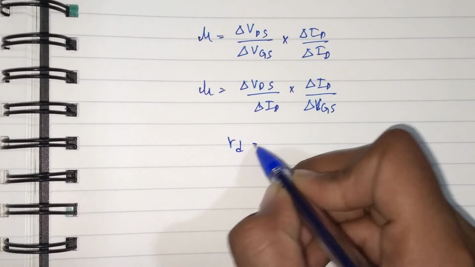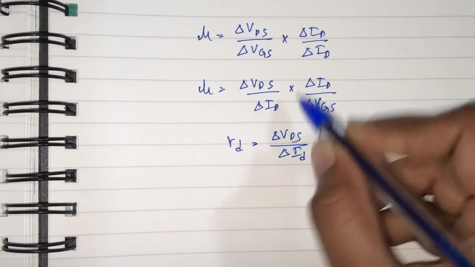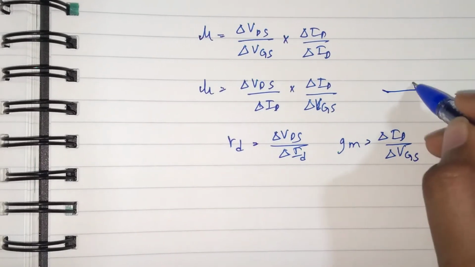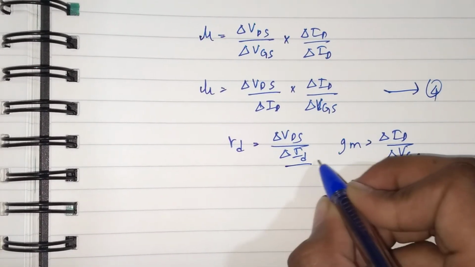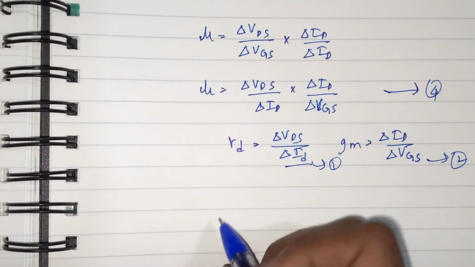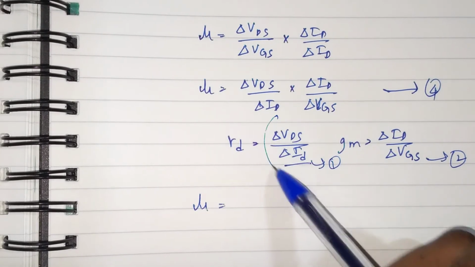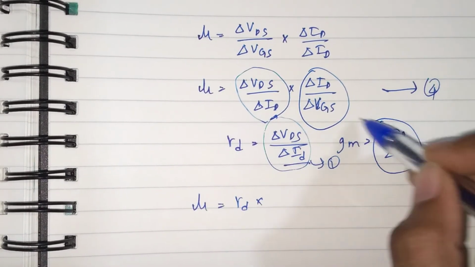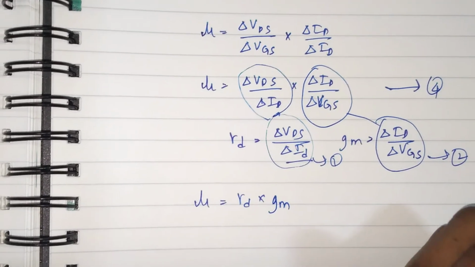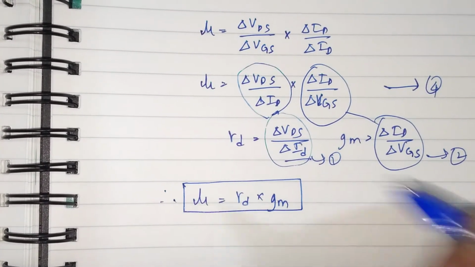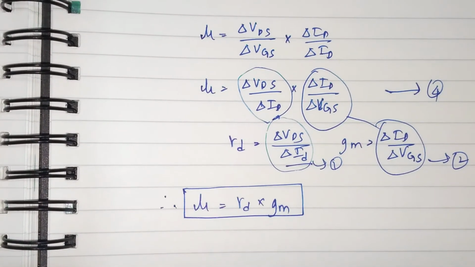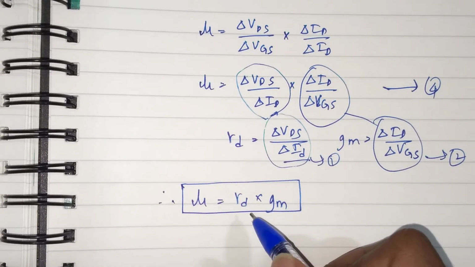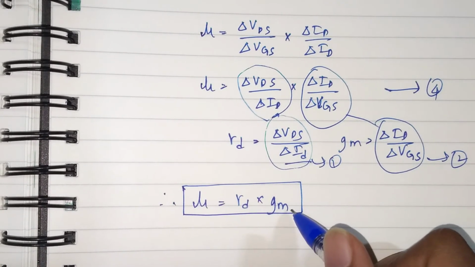Since RD is equal to delta VDS by delta ID and GM is equal to delta ID by delta VGS, from equations 1 and 2, equation 4 can be written as mu is equal to RD into GM. This is the relation between the transistor parameters, FET parameters. Mu is equal to RD into GM. Amplification factor is equal to dynamic drain resistance into transconductance.